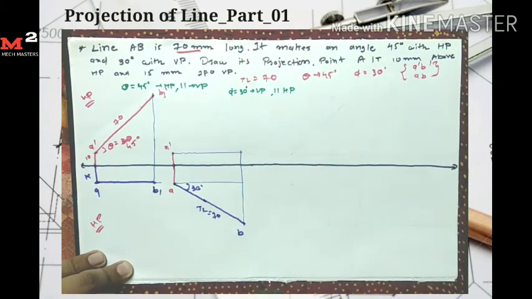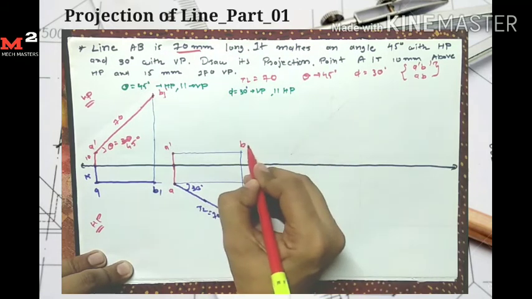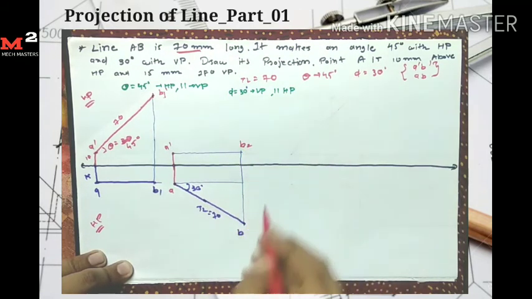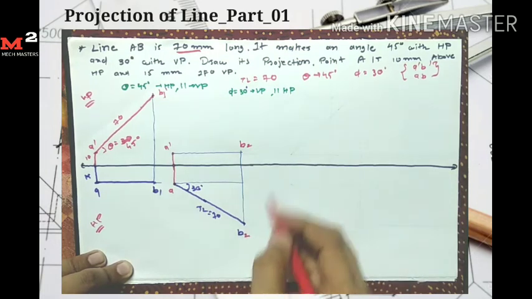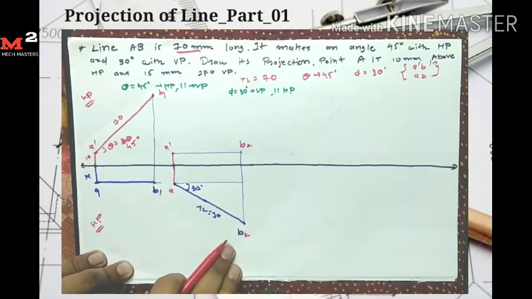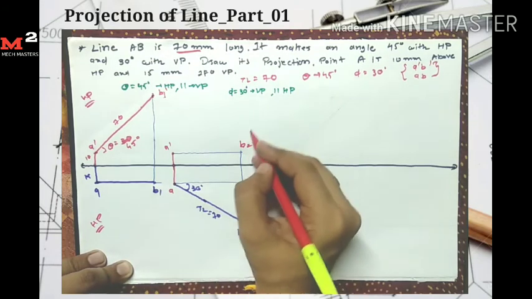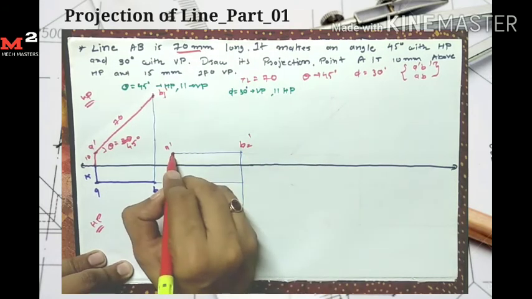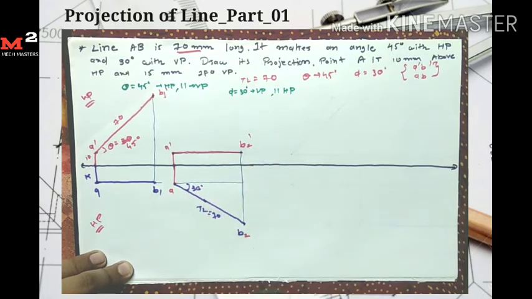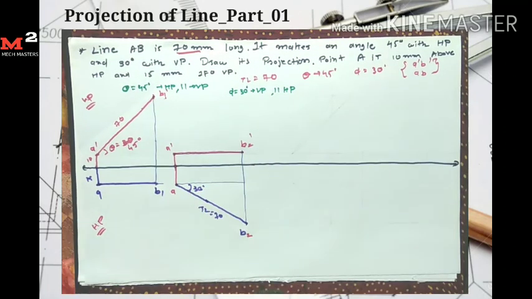So here I get point B2. Here I give the name B2 because this is not my final top view. So here I get B2 dash. So A dash B2 dash is my front view for this case. Now here the line makes an angle with both planes, the horizontal and vertical plane.